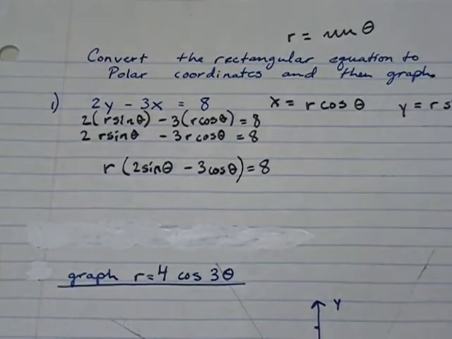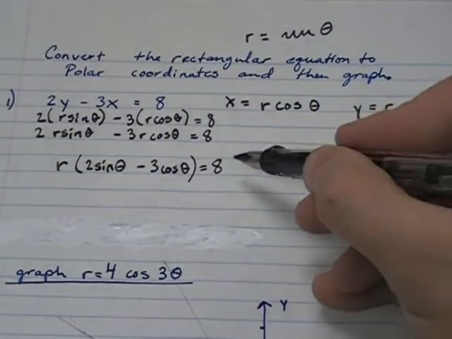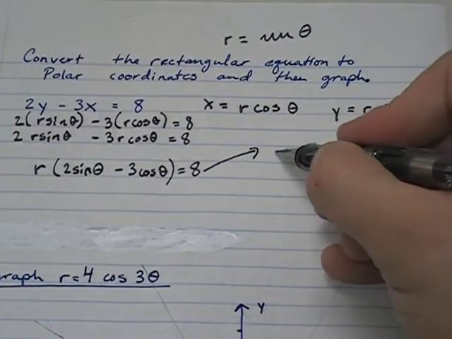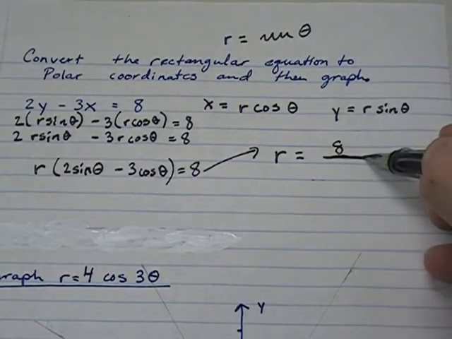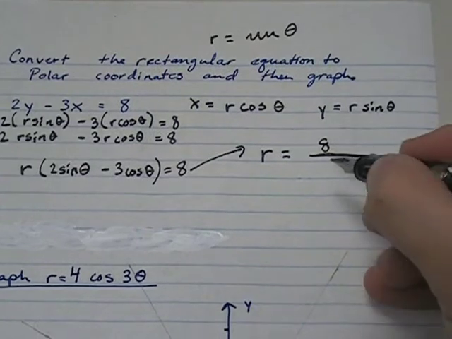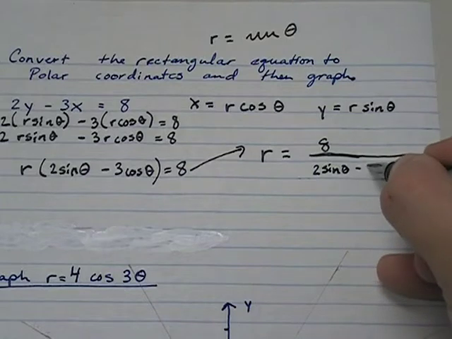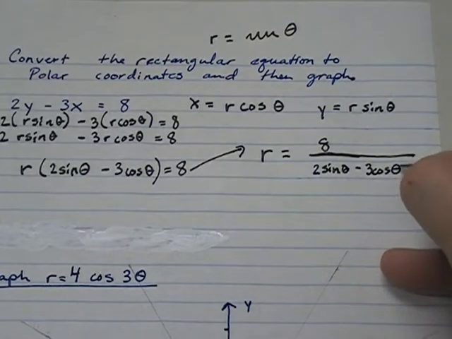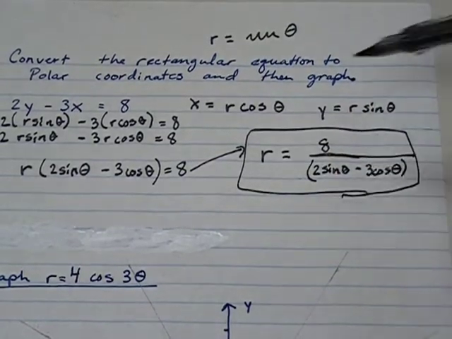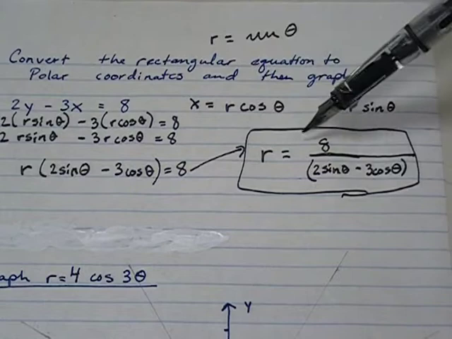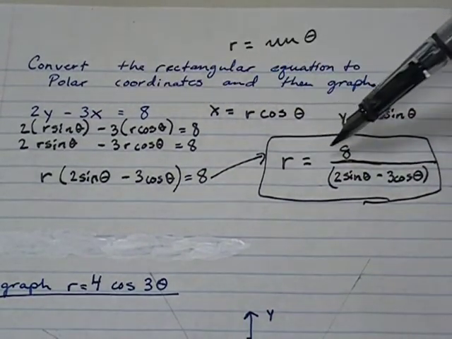Now, I want to get r by itself. Well, the easiest way to do that is to divide. So if I divide, I'm going to end up with r equals 8 over, let me extend that a bit because I'm going to need it, 2 sine theta minus 3 cosine theta. And that is that equation in polar form. Okay, so that is the rectangular equation. That is the polar equation.